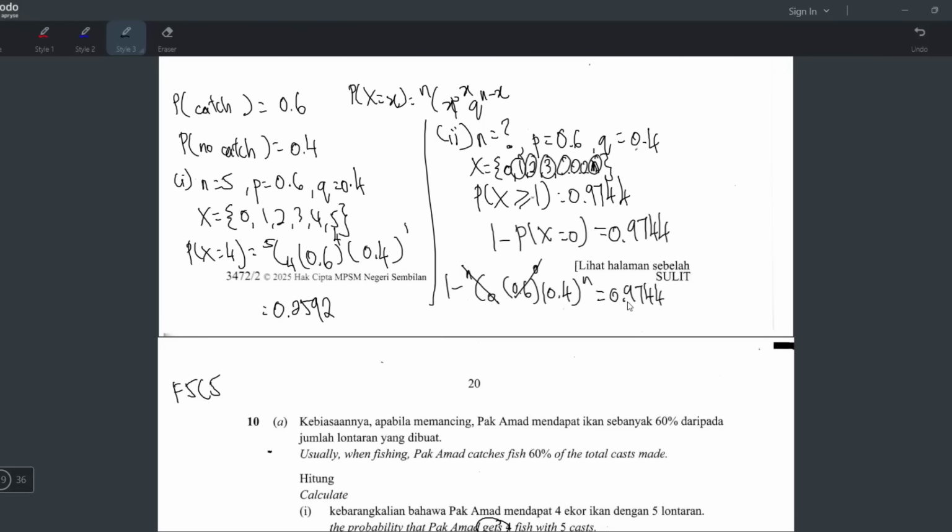So how to find N? Let's make our N positive first, because now it's at negative 0.4 power N. So I'll bring it over here, become 0.4 power N. And then the 0.9744 move there, become minus. So 1 minus 0.9744 is 0.0256.